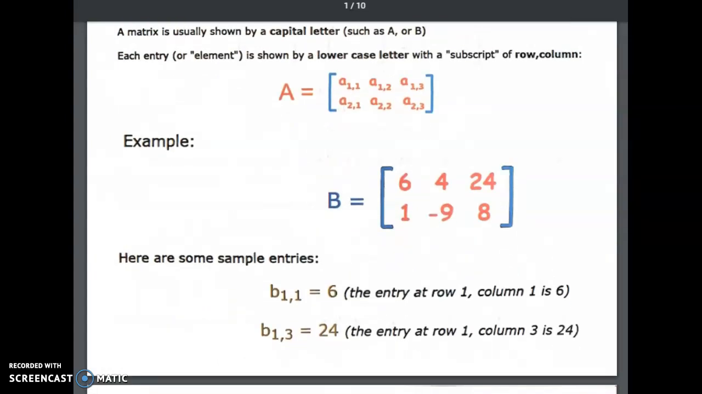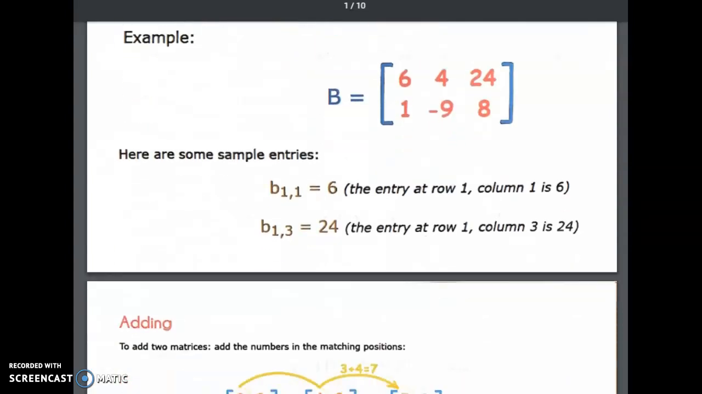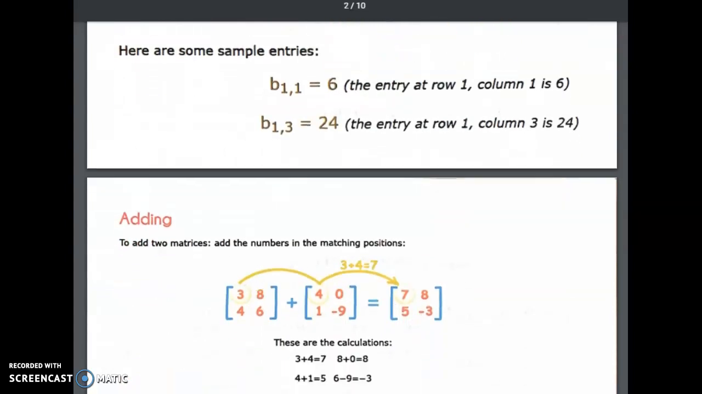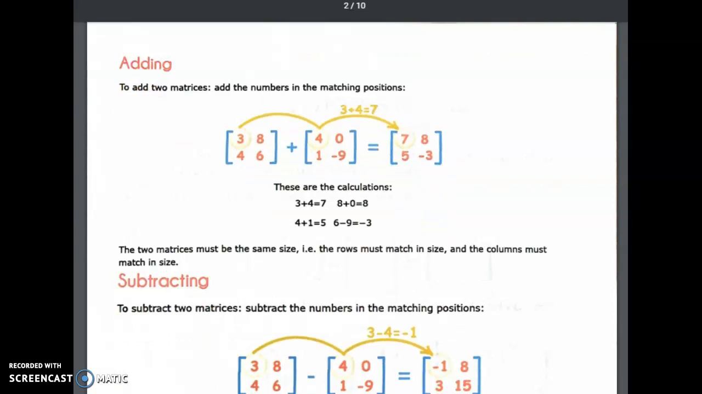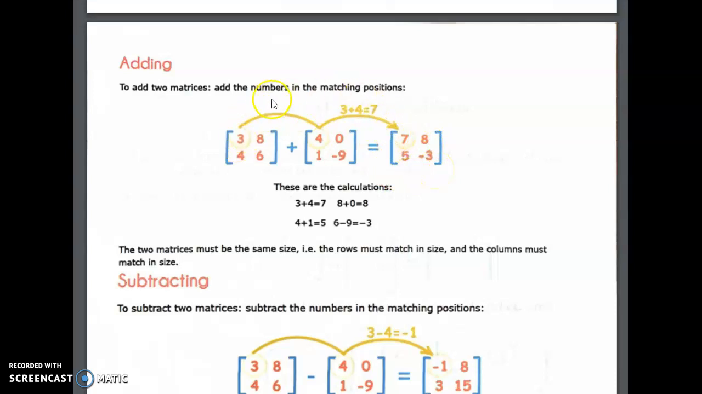Okay, so just some more examples with a new matrix. This is also a 2 by 3 matrix in matrix B. Okay, so what can we do with them? Well, we can do a lot of mathematical operations, the first one being adding. Adding matrices is very simple. We just add the numbers that are in matching positions, and our resulting matrix is the sum of each of the numbers in the respective positions.